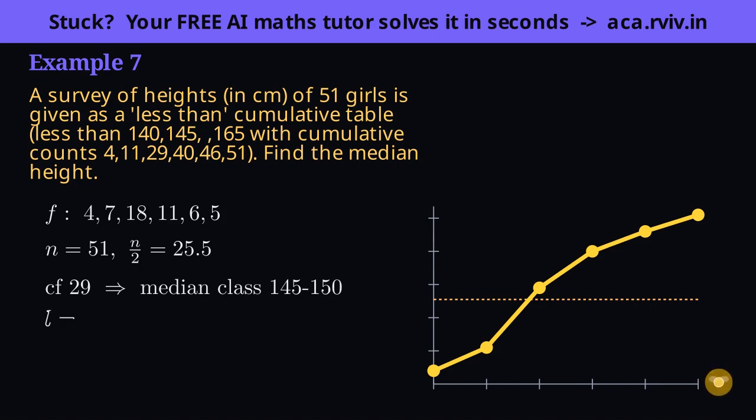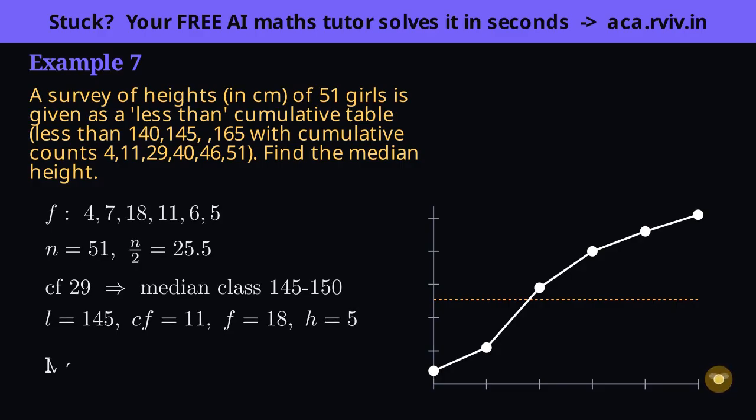Read off the 4 numbers the formula needs. The median class has lower limit L, its own frequency f, the cumulative frequency Cf of the class just before it, and the width h. That's L is 145, Cf is 11, f is 18, h is 5.